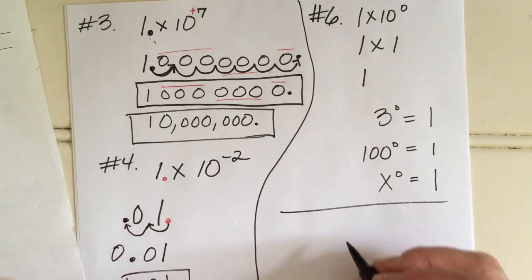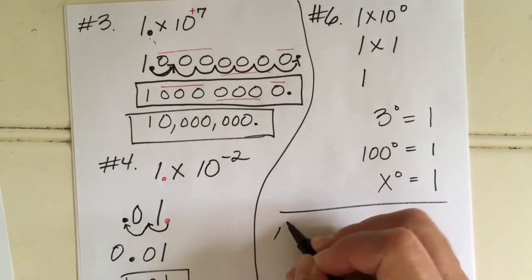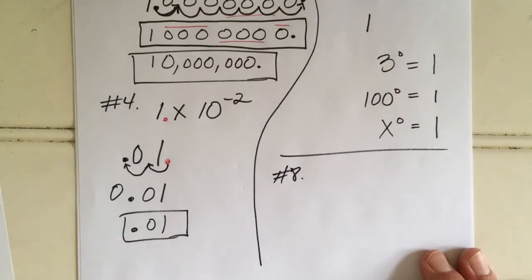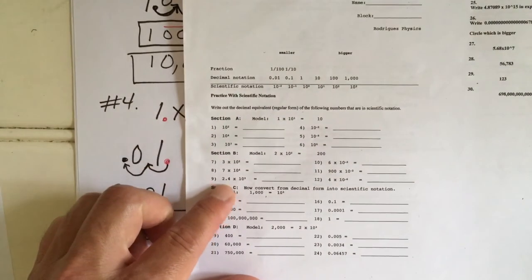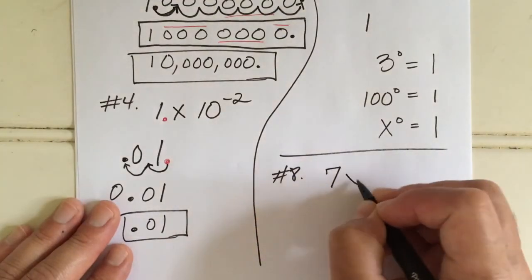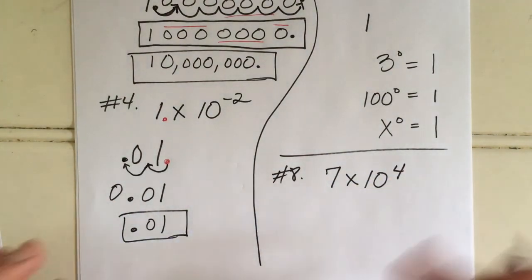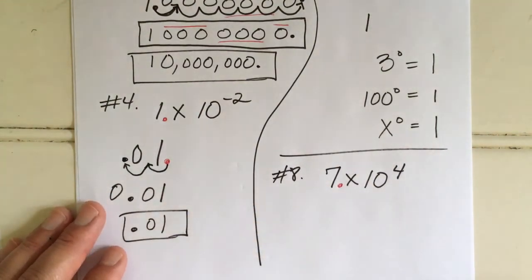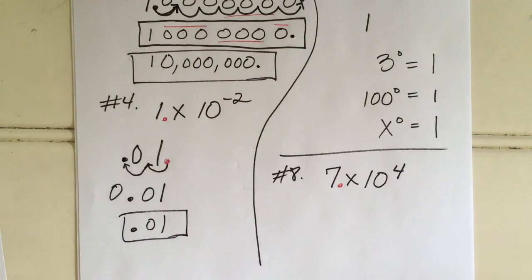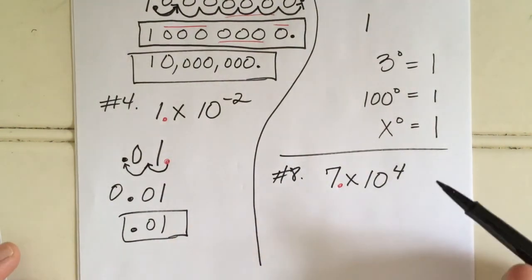Let's see, what do I have next? I wrote down number 8. Let's look at that one. Number 8 says 7 times 10 to the 4th. All right, I'm going to go ahead and rewrite it. Once again, we're expanding this out, so I'm going to do the first step, which is draw your decimal point in, which is right there behind the number. If it's already written for us, for instance, if this problem was 7.5, I wouldn't have to draw it in because it would already be there.